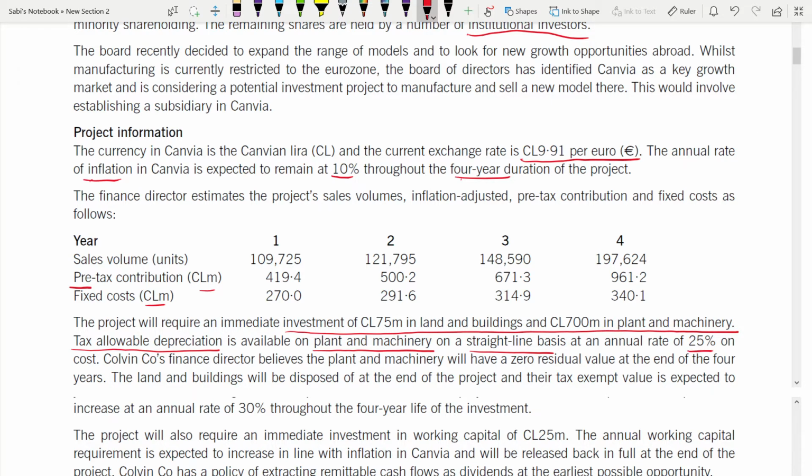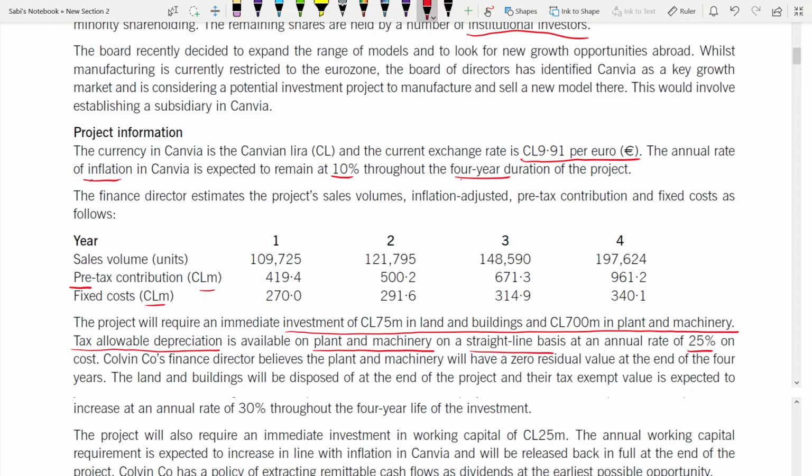Okay, so Colvin's finance director. Okay, one thing I want to tell about tax allowable depreciation, since it is 25% and this is a 4-year project, there will be no balancing allowance or no balancing charge at the end. Why is it? Because 25% for 4 years: 25, 25, 25, 25, 100%.